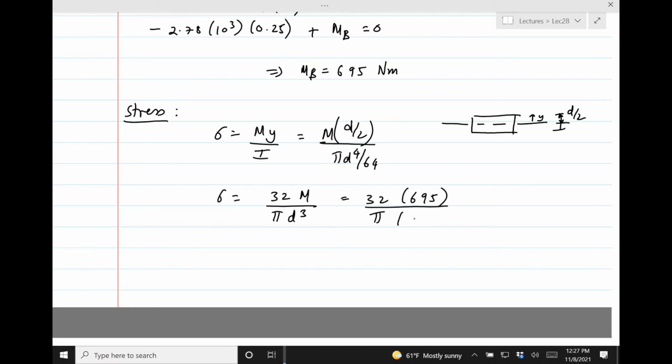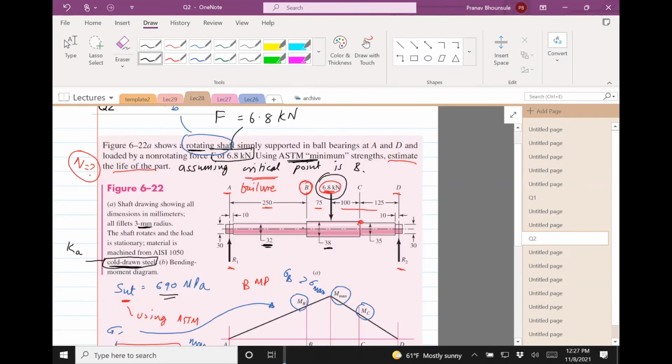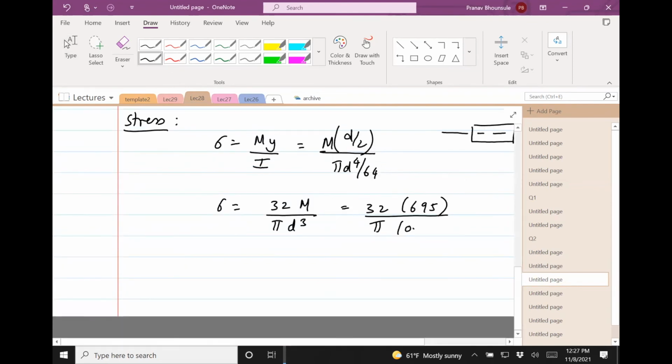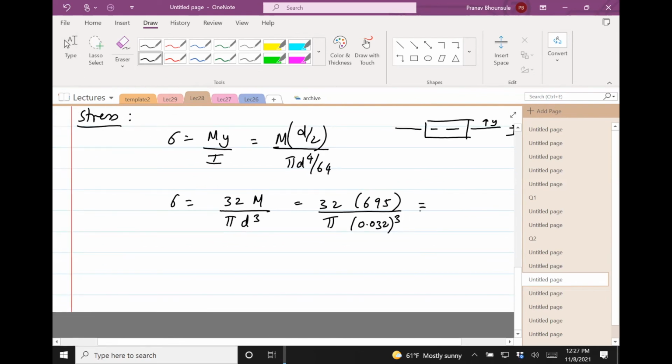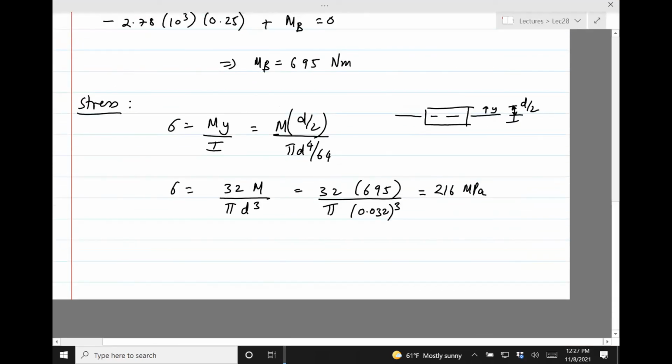So we have a choice between 32 and 38, 32 being the smaller. Since we're interested in stress here, between the smaller diameter and the bigger diameter, we want to go for the smaller one because stress is higher. So we sub in 32 mm, in meters is 0.032 cubed. Okay, so this comes out to be 216 MPa. It's a really long problem.